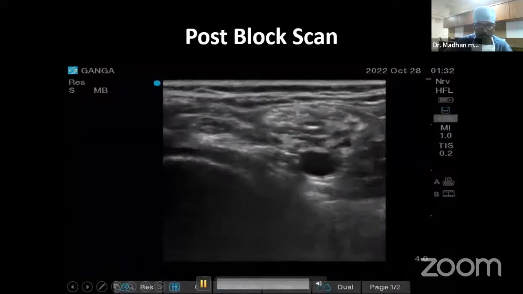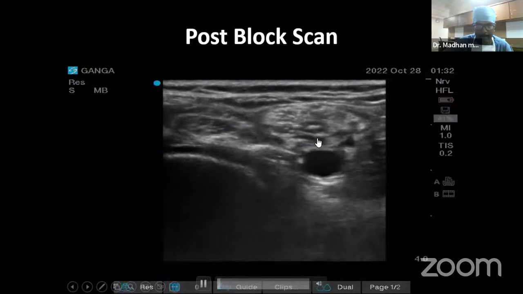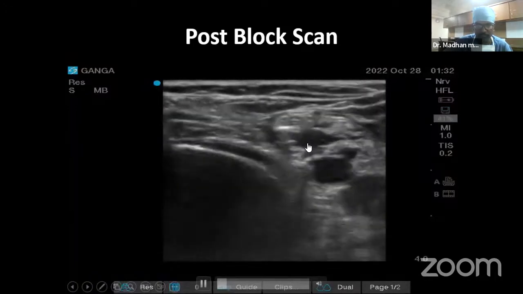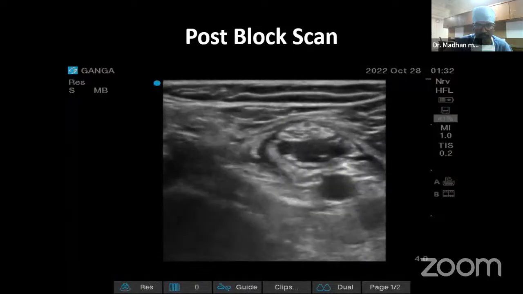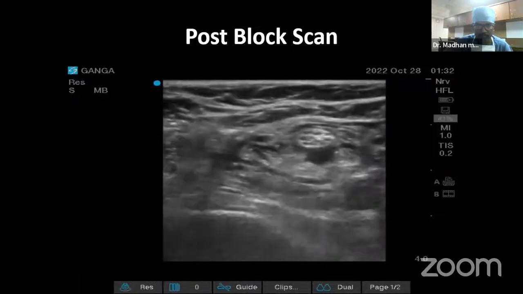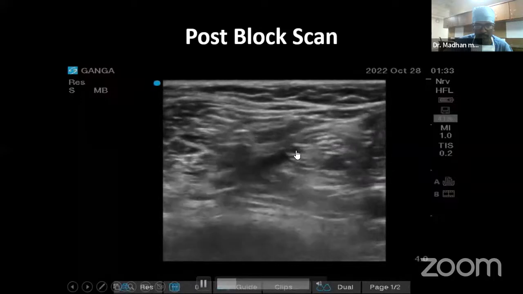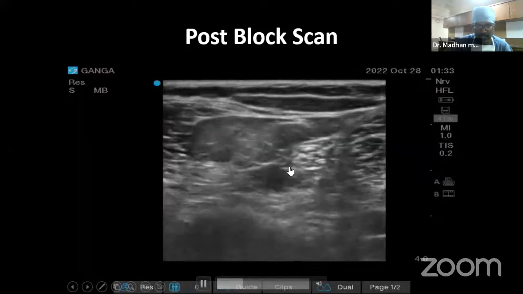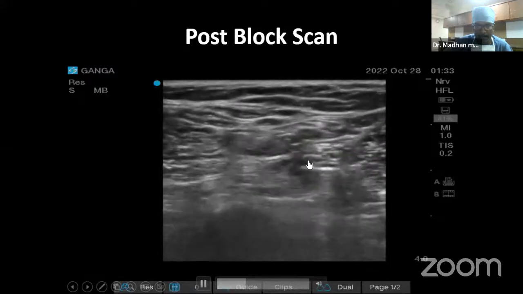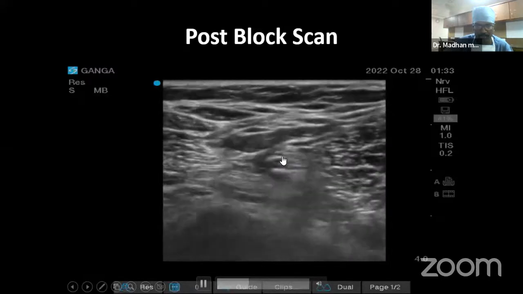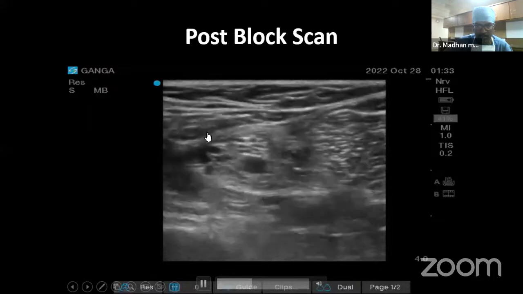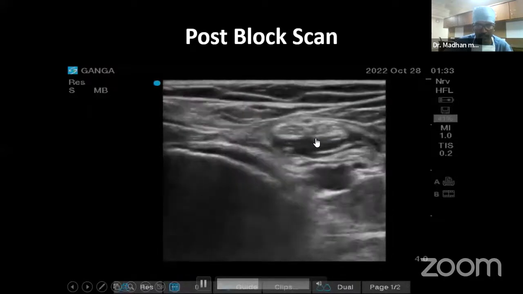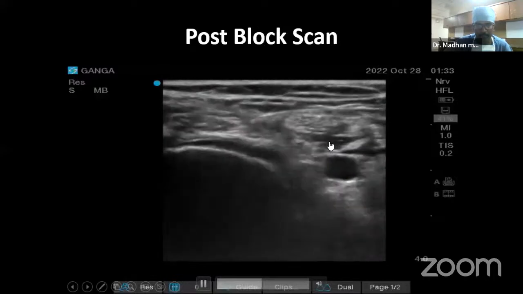Again, this is a post-block scan video. You can see the common peroneal nerve. From distal, I'm scanning proximally. You can see the sciatic nerve surrounded by the local anesthetic. And the nerve is divided now.